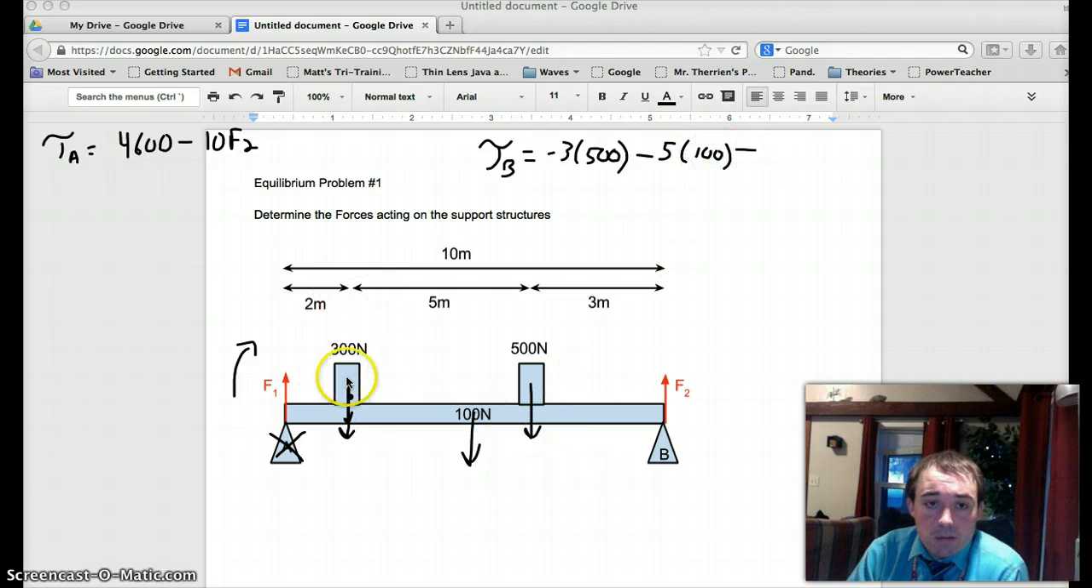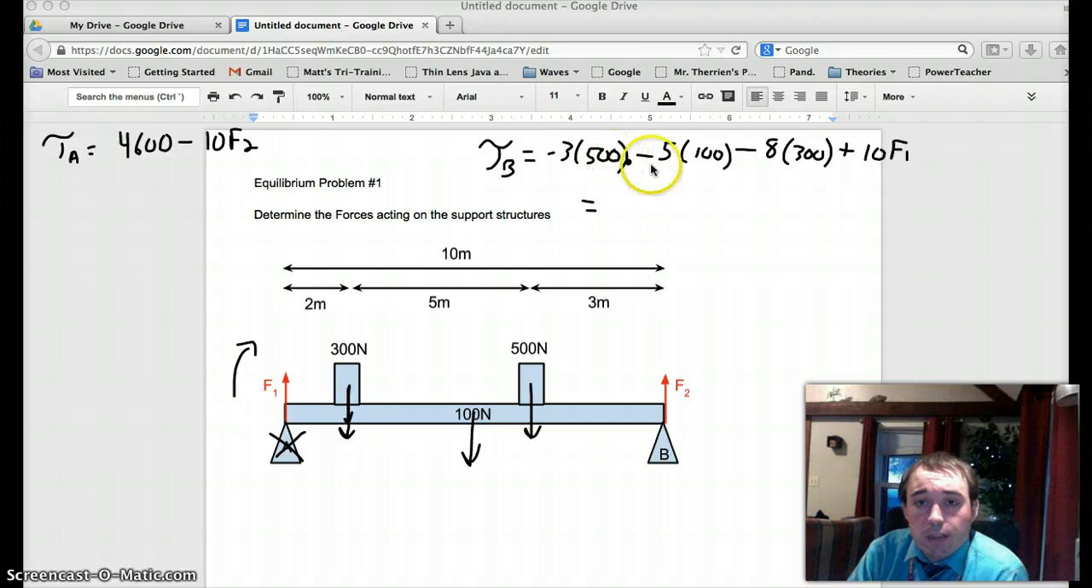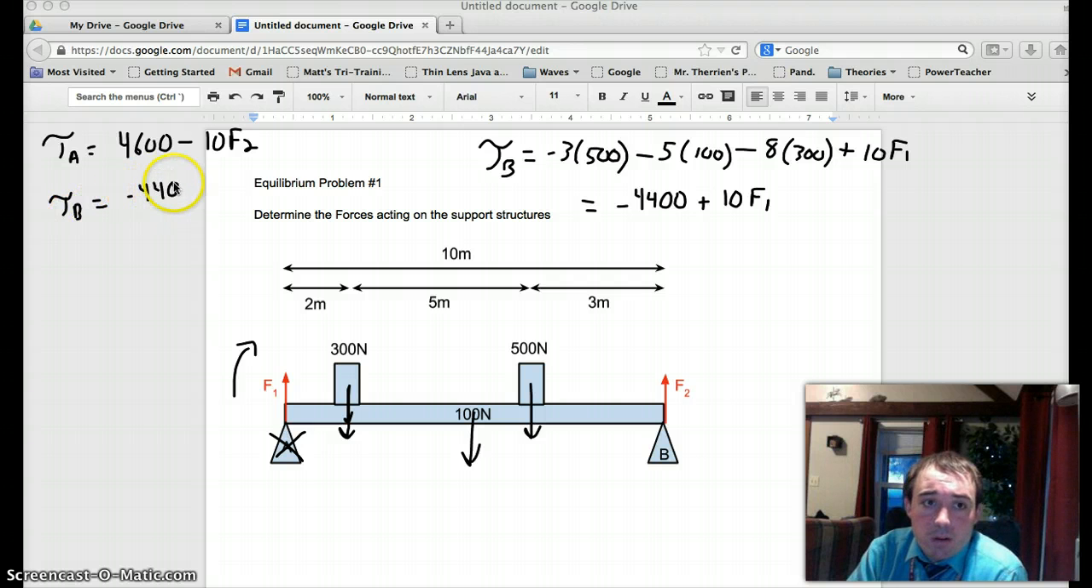Minus the 300 is going to be 8 meters away, so minus 8 times 300. And then now the F1, which is 10 meters away, is going to be plus because F1's making it go clockwise. So plus 10 F1. When we simplify that, we get 1500 minus 500, so that's negative 2000, minus another 2400, so minus 4400, plus 10 F1. So we get the torque around B equaling negative 4400 plus 10 F1.